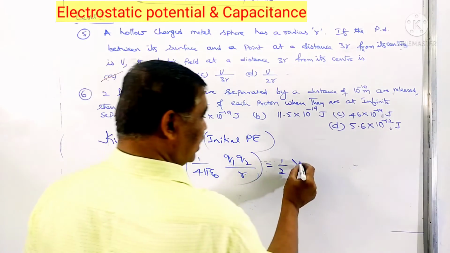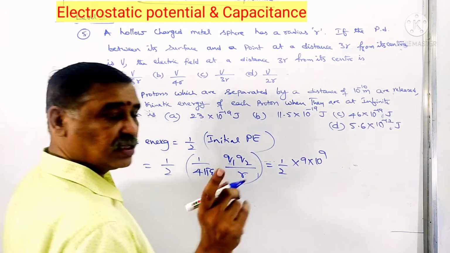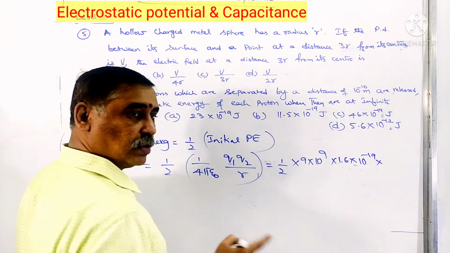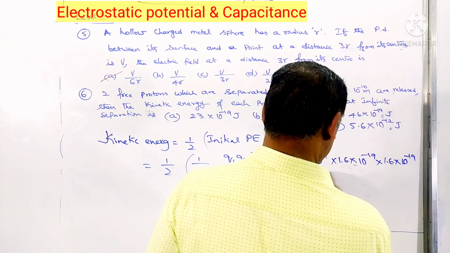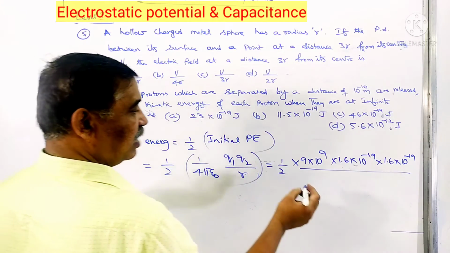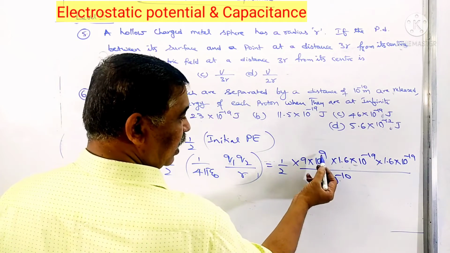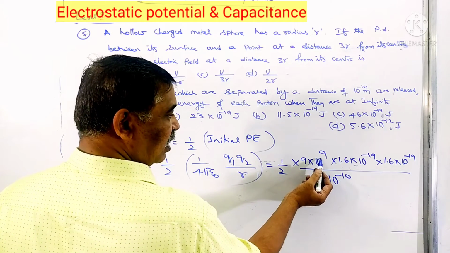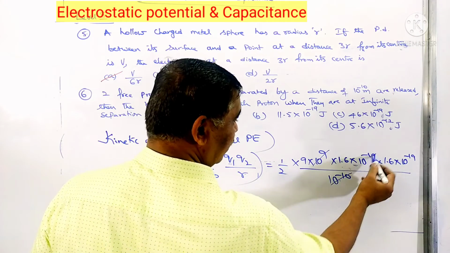1 by 4 pi epsilon naught is 9 into 10 power 9. Q1 is the charge on a proton, 1.6 into 10 raised to minus 19. Q2 is the charge of another proton, that is also 1.6 into 10 power minus 19, divided by distance r. Distance r is given as 10 power minus 10 meter. Simplify this. 10 power minus 10 you bring up, that becomes 10 power 10. 10 power 9 joining with 10 power 10 becomes 10 power 19. That I cancel with 10 power minus 19.